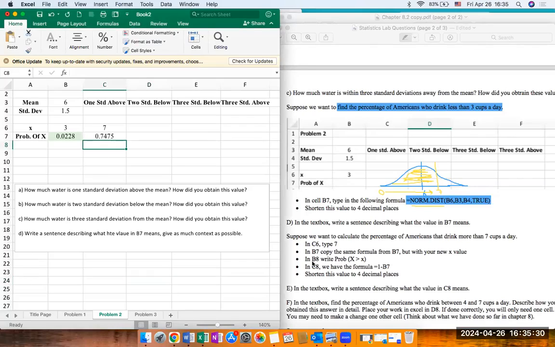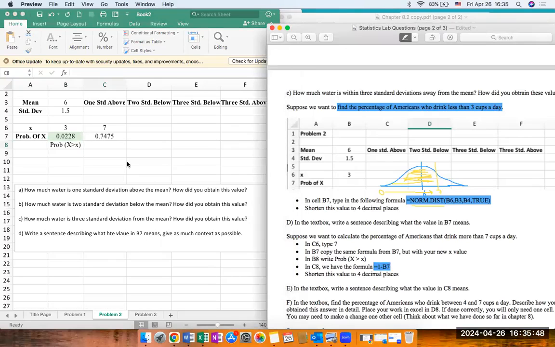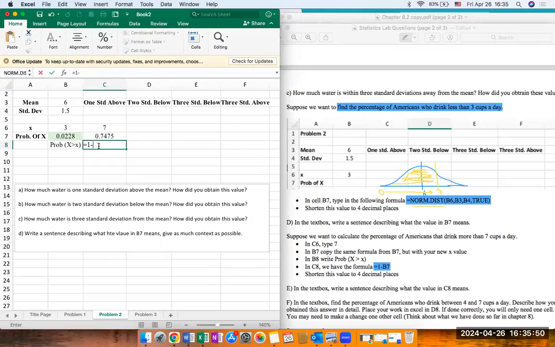So it says in B8 right here, write the probability X greater than X, so something like that. Then it says we have the formula. So we now have a formula equals 1 minus, and it shouldn't say B, it should say C7. That is my mistake, C7. So this will give the opposite side. So it should give not this yellow bit, but the other side of that 7.